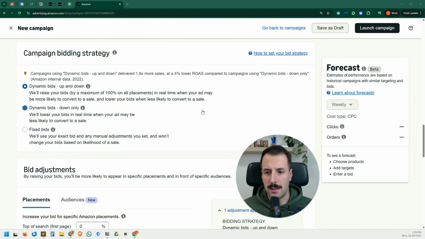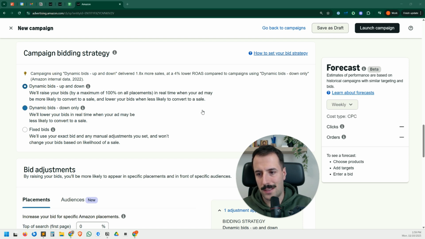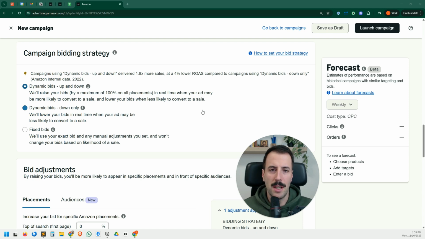So dynamic bids I would only use in the already established campaigns where you see a solid conversion rate. The algorithm has enough data to actually know what works and what doesn't, and can lower the bids if it calculates that it's less likely that your product is going to win the auction. Now it's important to note that dynamic bids down only can lower your bid by 100%, meaning that you will not bid anything, you will completely skip the auction.